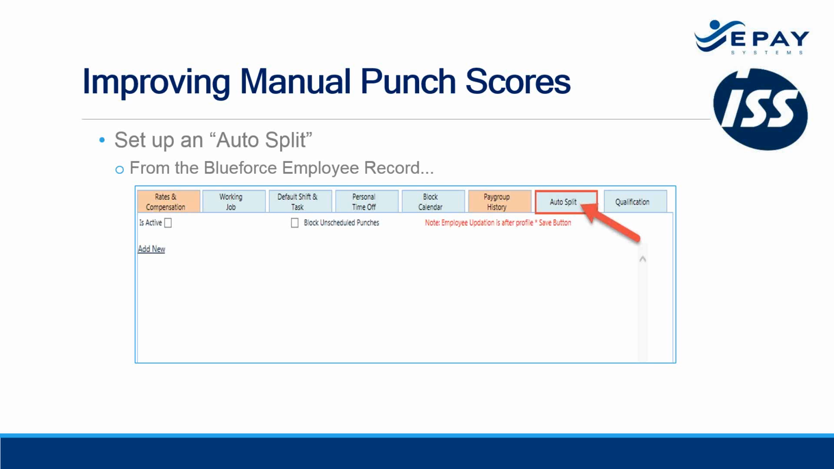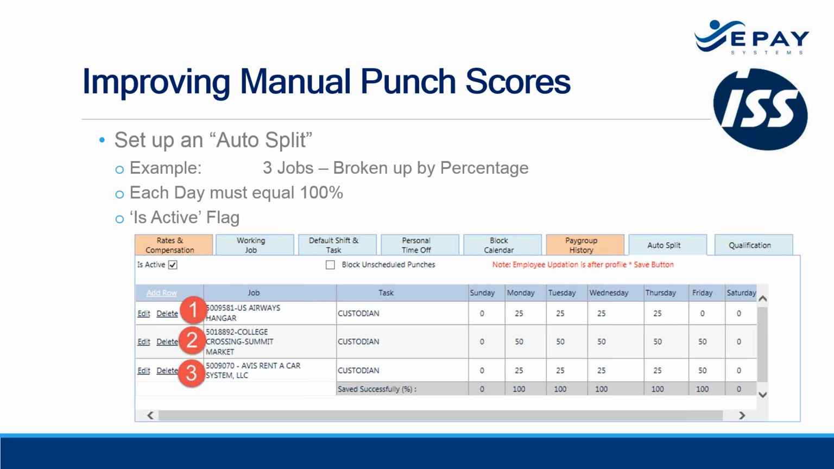Auto Split, and when you go there, it's going to be blank, just like this. First thing you're going to want to do is go over and click on Add New on the far left-hand side. You see a little link that says Add New. That'll allow you to go in there and set up your jobs as needed. Every time you go and add a new line, you have to add a row.